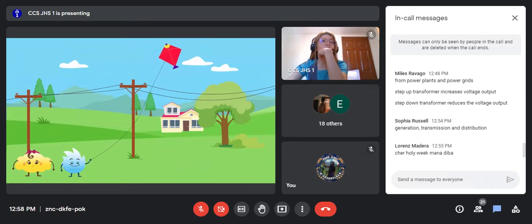Spiky and Bubbles are flying a kite. They're having fun, but it's a dangerous setting. Spiky is flying the kite too close to the power lines. If the kite gets stuck in the power lines, he could get an electric shock.